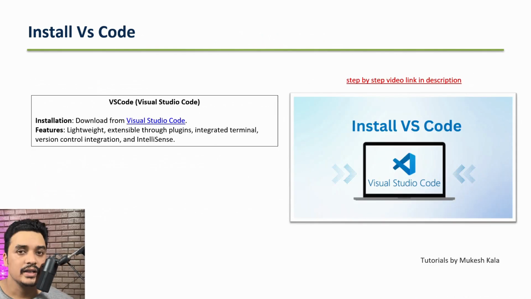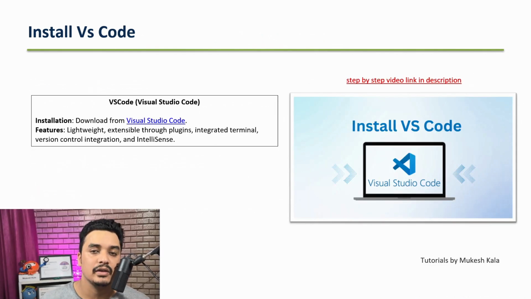Next, to run Python, we need an editor. I have chosen VS Code in this tutorial. You are free to choose any other editor. In case you want to go with VS Code and you do not have it, I also have a small video, close to 3-4 minutes. Just watch that video and you should have VS Code installed on your computer.